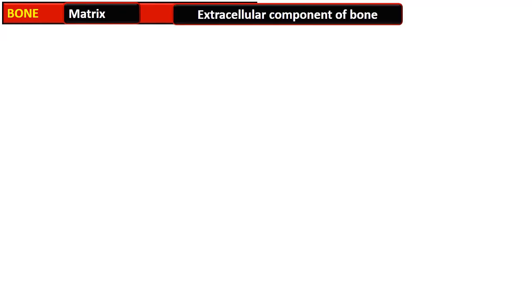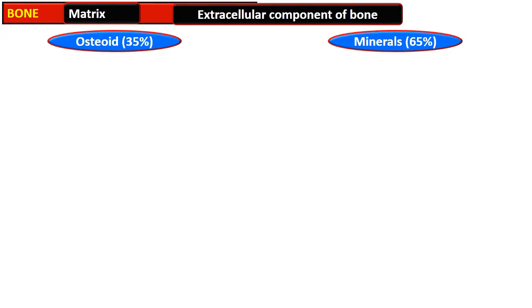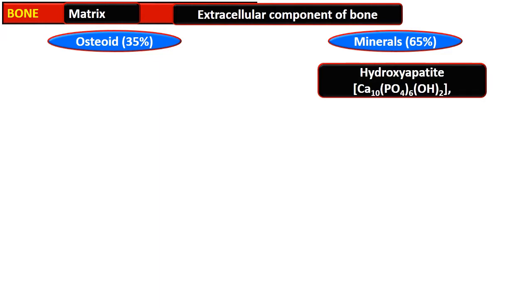The matrix is the extracellular component of the bone and it is further divided into two parts, osteoid and minerals, the organic and inorganic parts. The minerals comprise about 2/3 of the bone and osteoid about 1/3 of the bone mass. The minerals are present in the form of hydroxyapatite and they are responsible for the actual hardness of the bone. They also serve as the reserve for 99% of the calcium and 85% of the phosphorus.